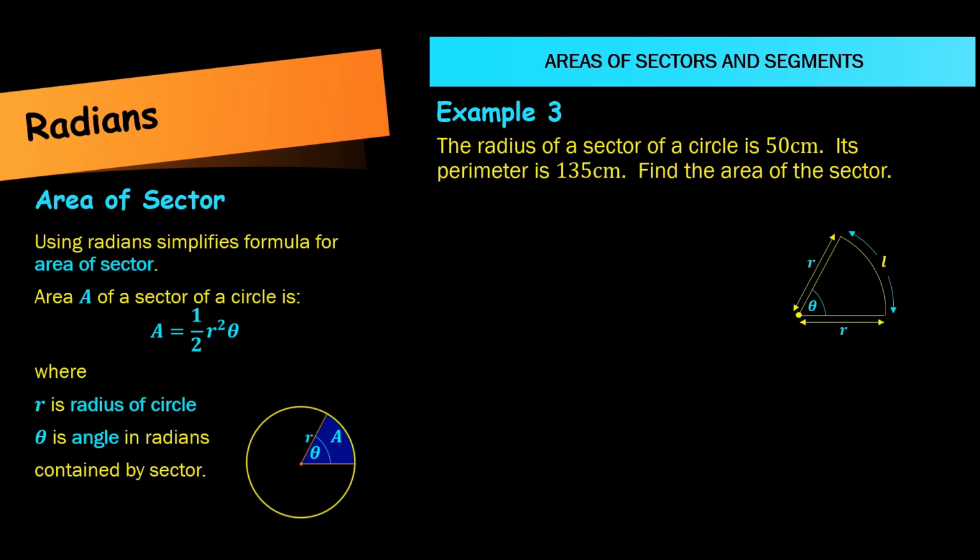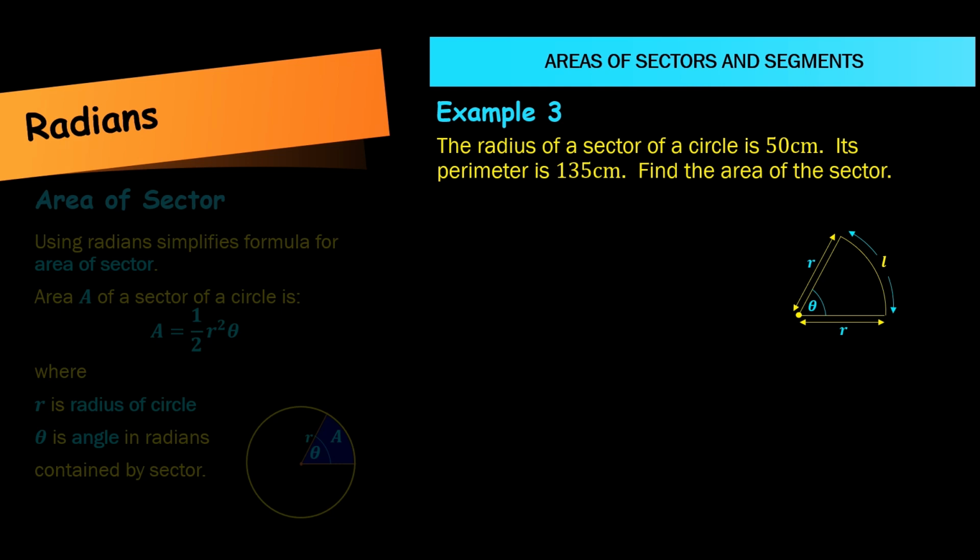Now let's have a go at another example. Pause the video and have a go. Press play when you're ready to view the solution. So let's solve this. The radius of a sector of a circle is 50 centimeters. Its perimeter is 135 centimeters. Find the area of the sector.